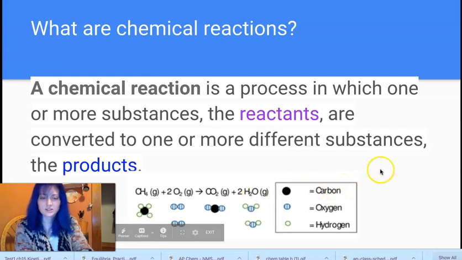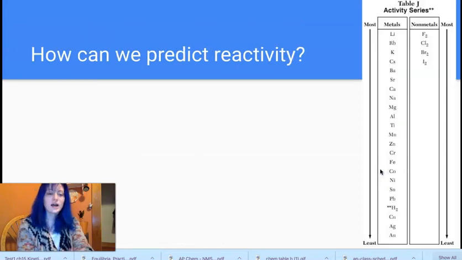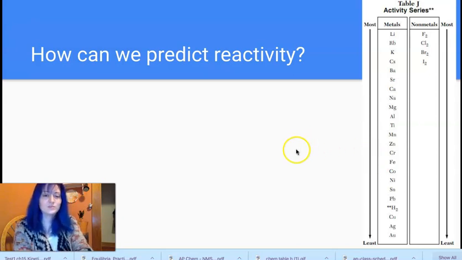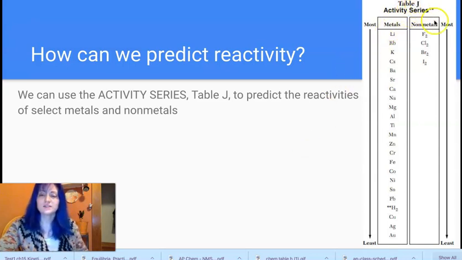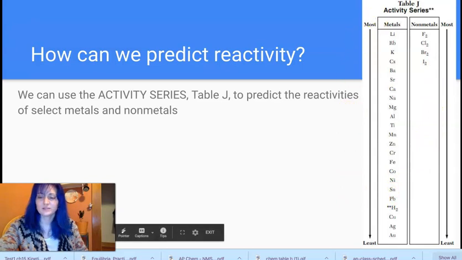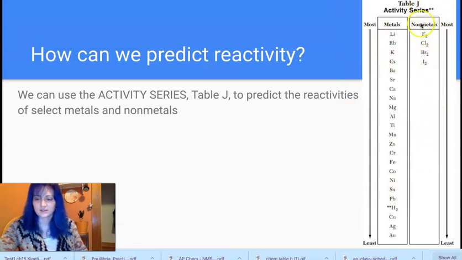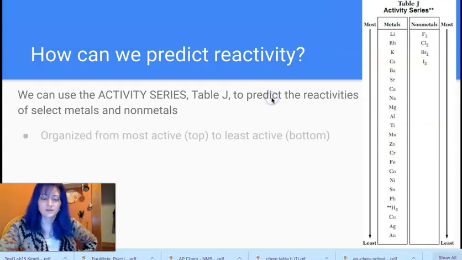Just something that's always good to keep in mind. How do we predict reactivity? This is a complicated question, but the way that we can do it is we can use the activity series, which is table J of your reference tables. The activity series is not comprehensive by all means, so as you can see, not all elements are on this table, but it does give us an idea of how to predict if elements will react or not.